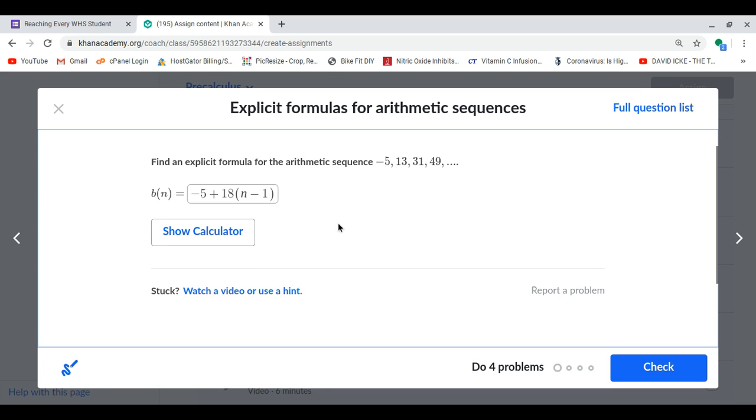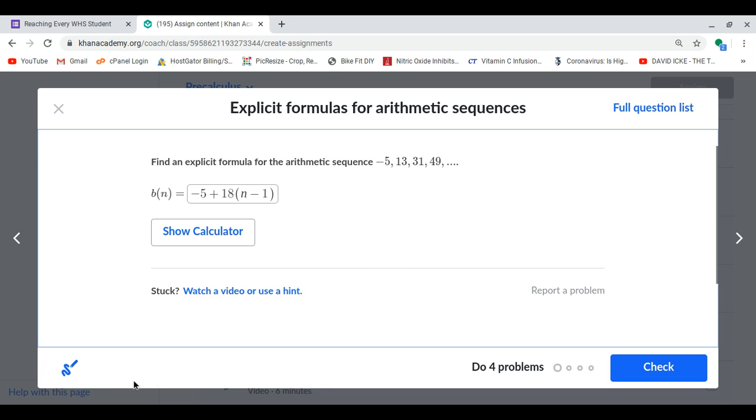So for instance, for the first term, 1 minus 1 is 0. So we get our first term is -5. Okay. Second term, 2 minus 1 is 1. So we have -5 plus 18. That will give us our 13. Third term, 3 minus 1 is 2. So 18 times 2 is 36, plus -5 gives me 31. So we can use this formula now to find any term.